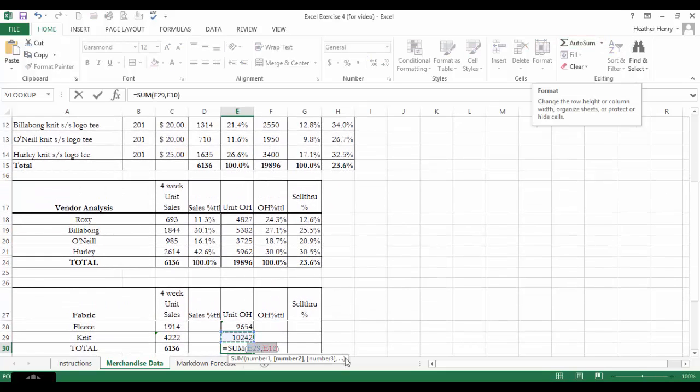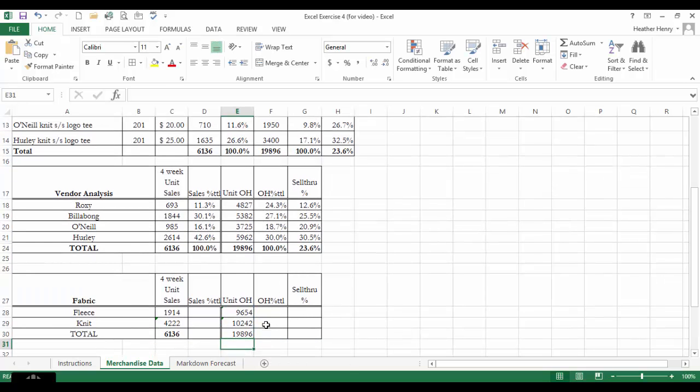Add these numbers up. And we're at 19,896 units on hand. Figure out our percent to total sales.